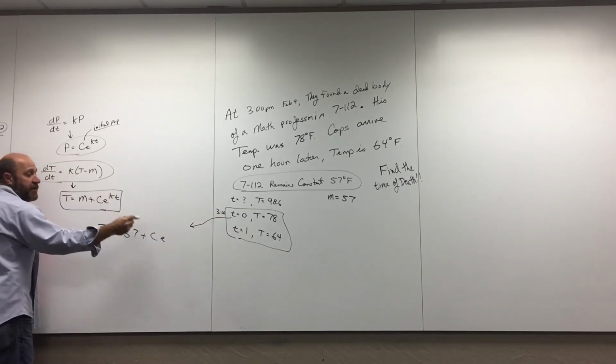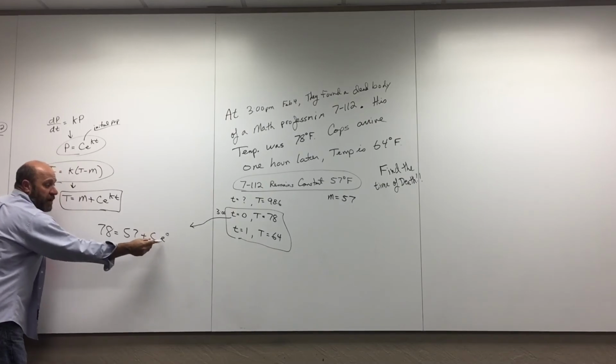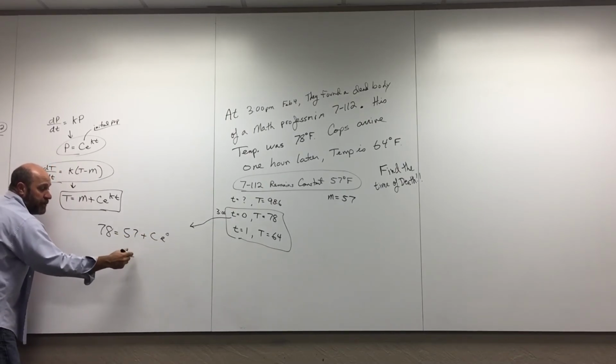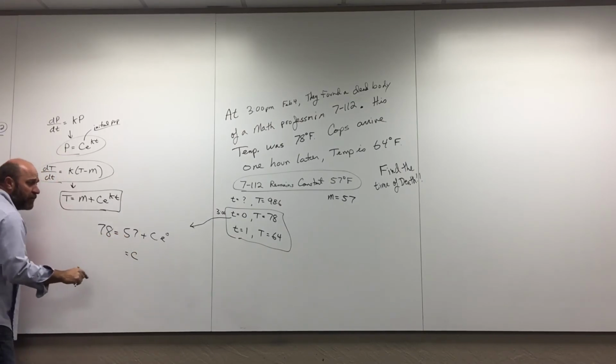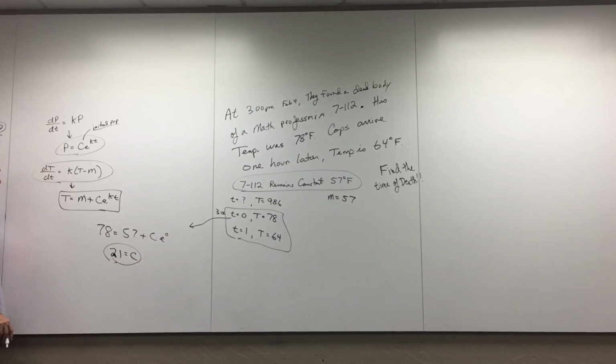So if you plug in a 0 for T, this is e to the 0, and it's a 1, and it's a C, and you subtract your 57. I think I've seen people divide before. That's weird. You subtract this 57 and the answer is 21? 21. So C is 21.